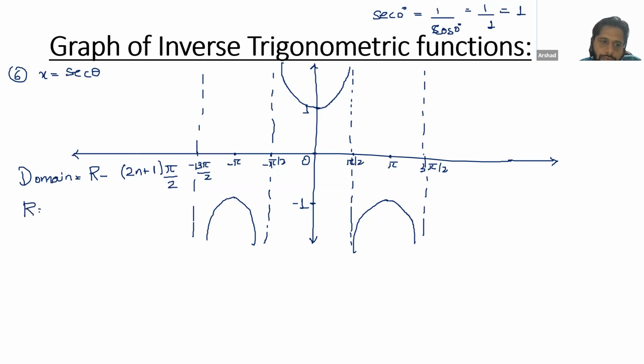Now range. What is the range of this function? Again, you can see here that this portion, -1 to 1, is not part of the graph. So R except -1 to 1. Next, we will draw the inverse of this. So theta is equal to sec inverse x.